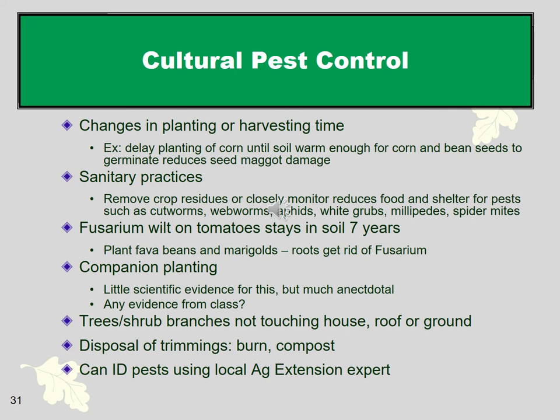Fusarium wilt on tomatoes stays in the soil for 7 years, so rotate the crops so they don't keep getting your tomatoes every year.